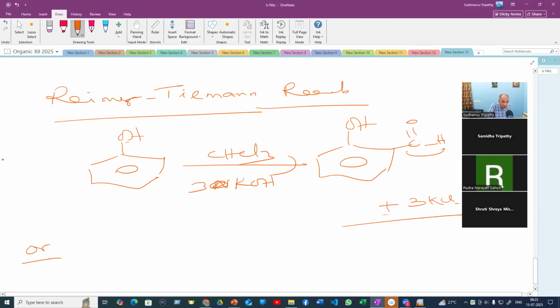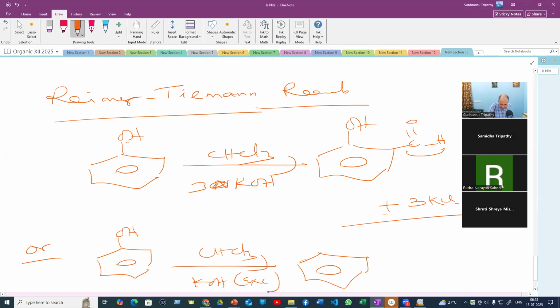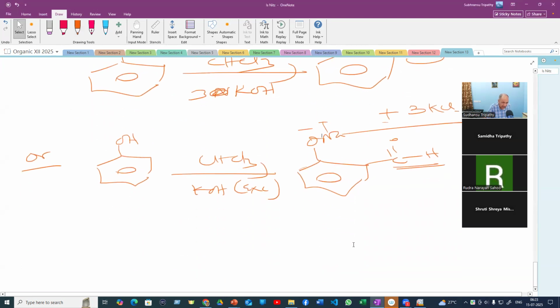But if you take excess KOH, then you get this one. Aldehyde is not an acidic compound. This hydrogen is not acidic, but this OH is acidic. It will remain as the sodium salt of phenol, salicylaldehyde.